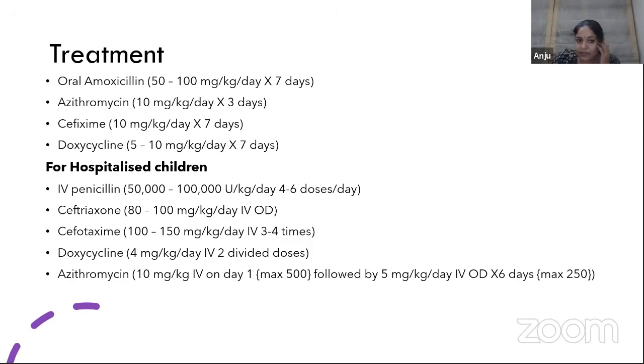For hospitalized children, the gold standard still remains IV penicillin, 50,000 to 1 lakh units per kg per day in divided doses, 4 to 6 times a day. Ceftriaxone and cefotaxime have also been found to be helpful, with the same efficacy as penicillin. In certain patients where leptospira is confused with rickettsial infections, it is better to use doxycycline, as penicillin and cephalosporins are less effective against rickettsial infections. Azithromycin has also been tried as IV, 10 mg per kg on day 1 with a maximum dose of 500 mg, followed by 5 mg per kg per day for 6 days.